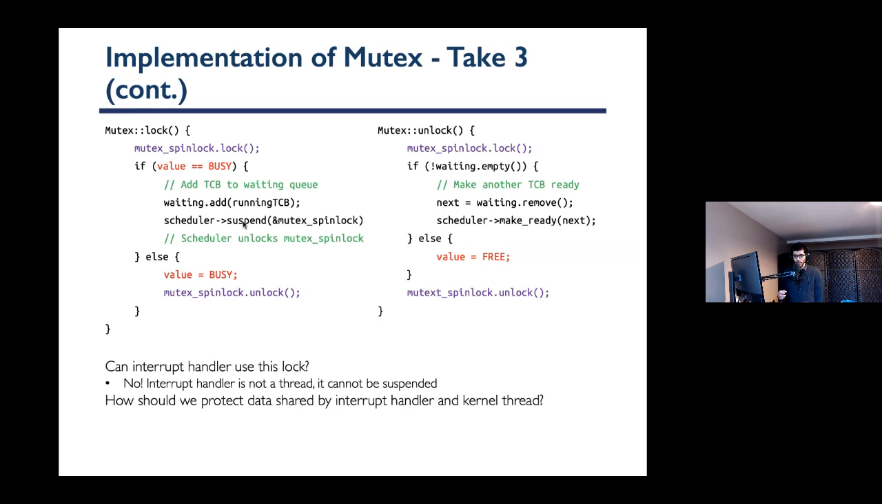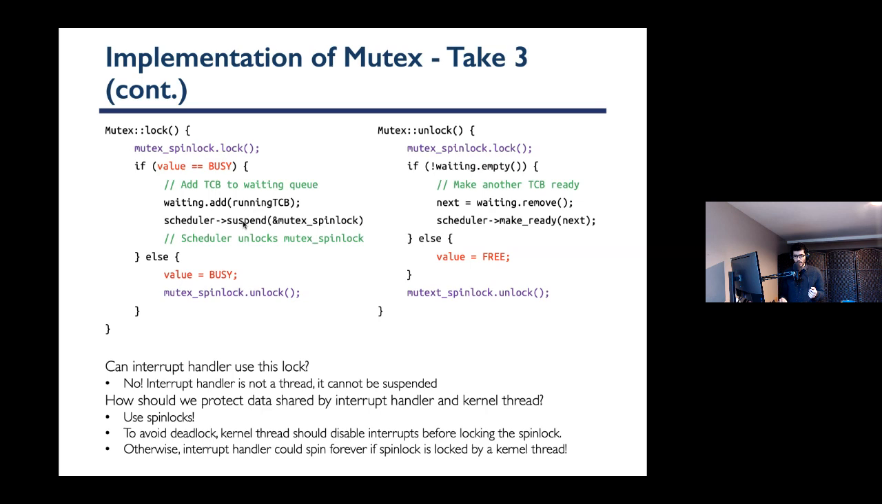Another question: how should we protect data that is shared by an interrupt handler and a kernel thread? Let's say we have shared data. How can we protect it from race conditions if kernel threads and the interrupt handler want to access it? The answer is we can use spin locks, because as you saw, we're not suspending anything. If something is waiting, it's busy waiting.